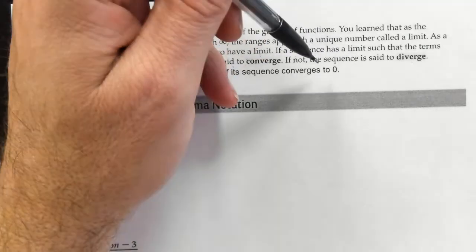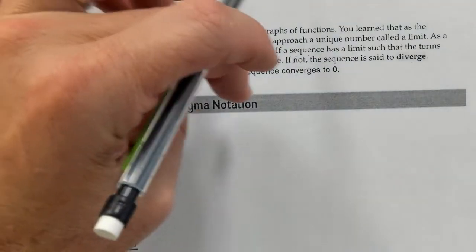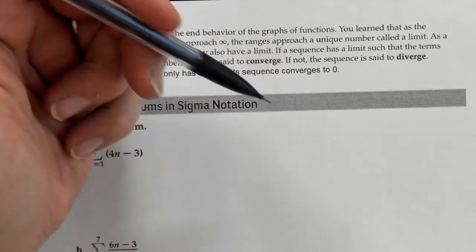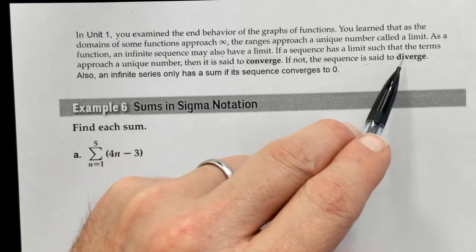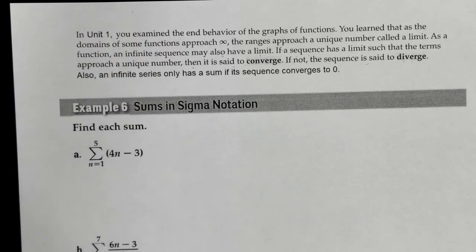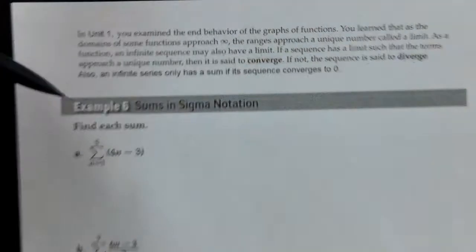So if you've got a sequence like 2, 4, 6, 8, 10, 12, 14, 16, 18, the numbers in that sequence don't ever approach any certain number. They just keep getting bigger and bigger. All right, so that sequence diverges. It does not approach a certain value. All right, so that's the difference between a convergent series and a divergent series.